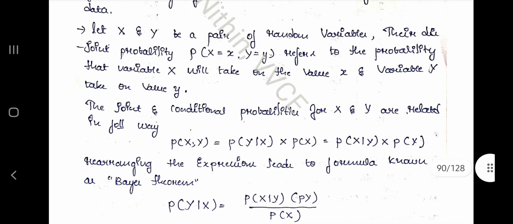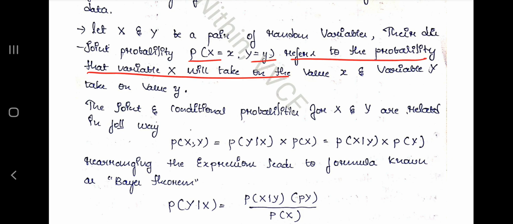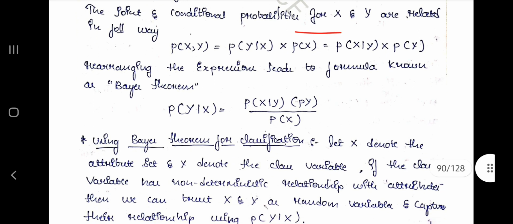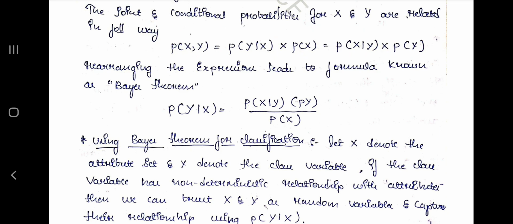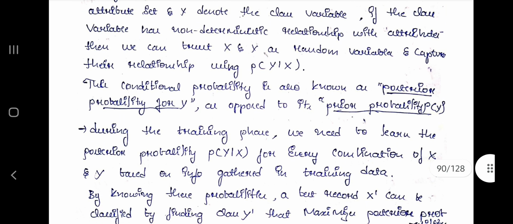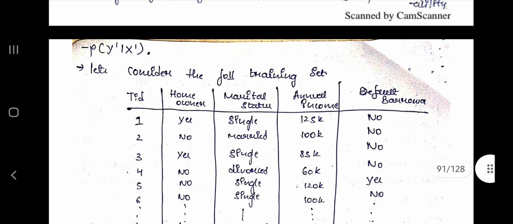Then you need to write that P of x and P of y refer to the probability of the variable x and of y. This is the second key point. The third key point is this formula you need to write: P of x given y is equal to P of y given x into P of x, divided by P of y. This formula is called the Bayes theorem, and it can be simplified and written here. That's the third key point. It can also be used for classification, by using the formula directly you can classify.